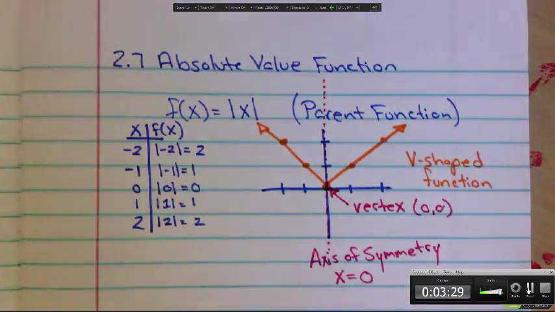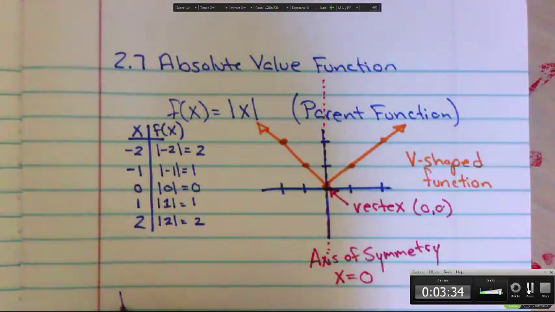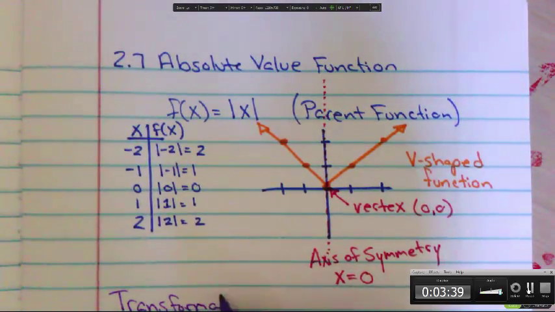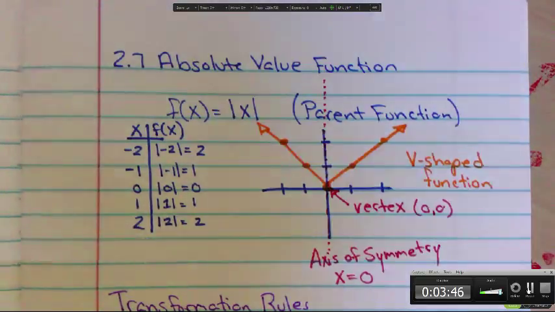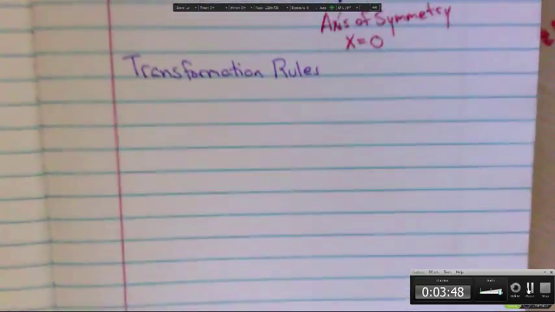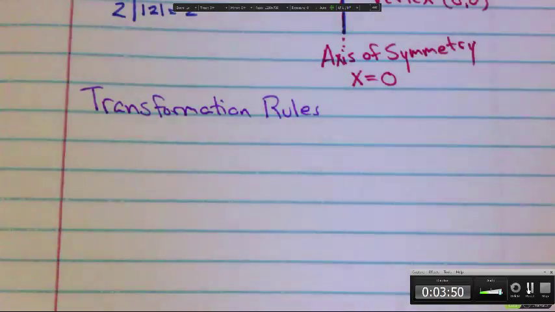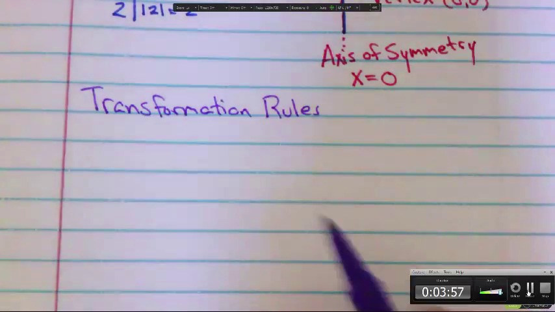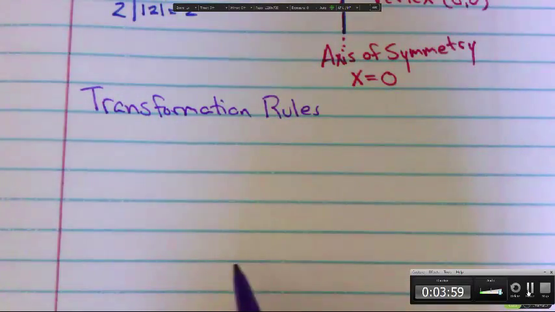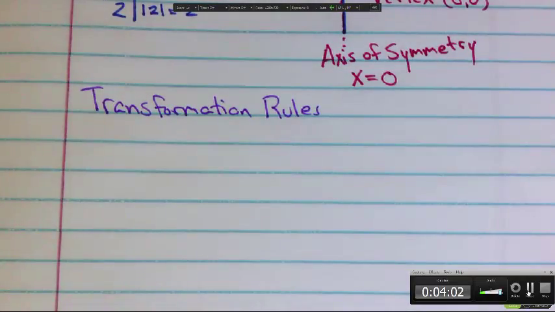Now, with this being a parent function, that means that we have transformation rules, just like we did in section 2.6. Those same transformation rules apply for this function just as they did for the linear function and the quadratic function. You do not need to write these rules down. You already have them in your notes, but I'm going to rewrite them just for reference.